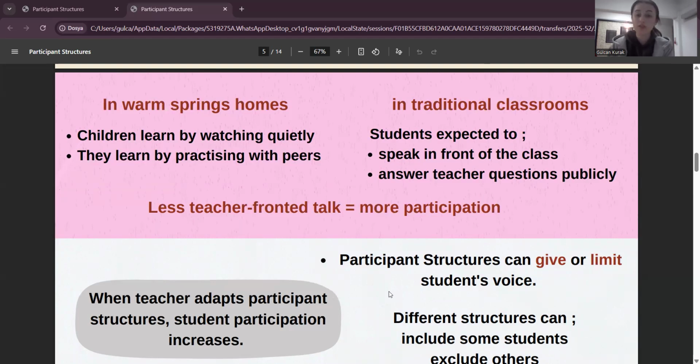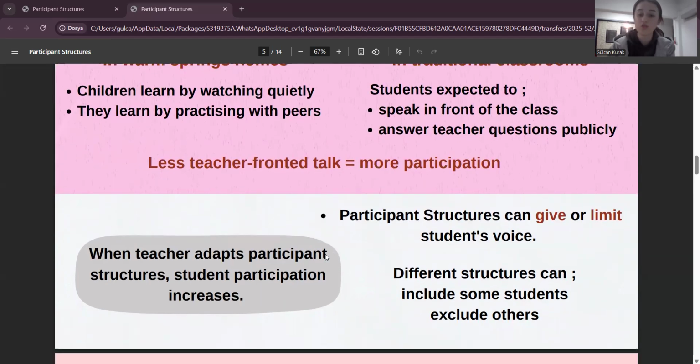And participation structures can give or limit the student's voice. There are some structures that can be suitable for all students. So different structures can include some students, but at the same time they exclude some other students.